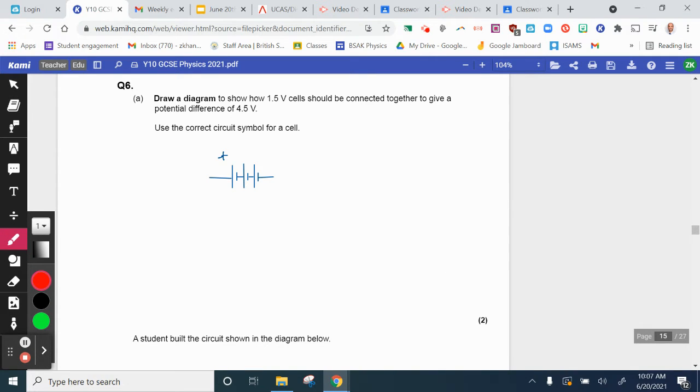Question 6. Draw a diagram to show how 1.5 volt cells should be connected together to give a potential difference of 4.5 volts. So if this is a 1.5 volt cell, we will connect the other two cells in series with it. So that's 1.5, 1.5, 1.5. The overall voltage there will be 4.5 volts. So we connect them end to end so that the voltages add up and an overall voltage of 4.5 volts is produced.